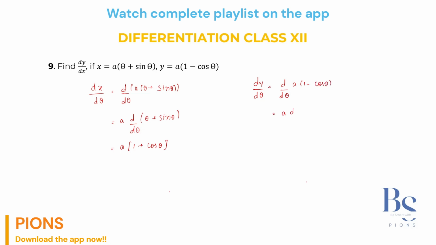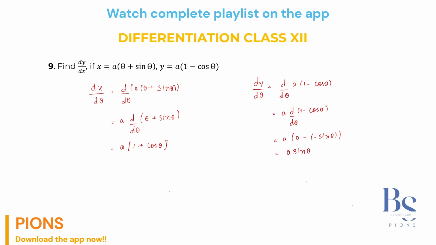So differentiation of 1 minus cos theta. And what's the derivative of 1? Sir, 1 is 0. So 0 minus derivative of cos theta, minus sine theta. Be very careful with this. So minus minus plus. So it will be plus a sine theta. This is our dy by d theta.